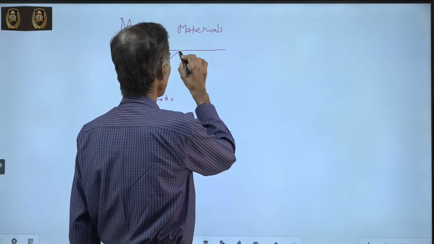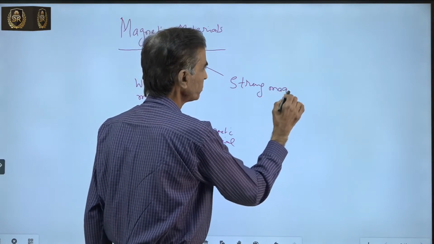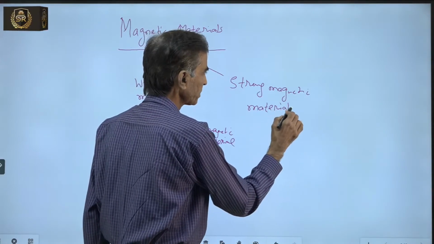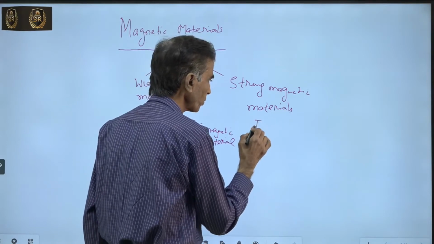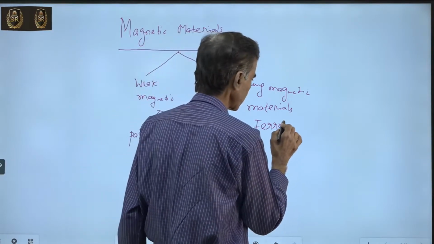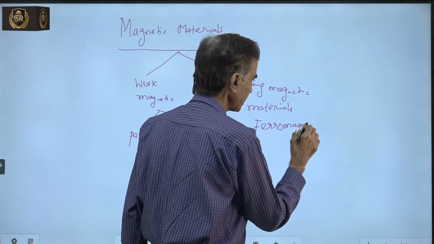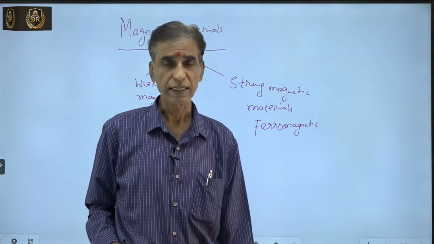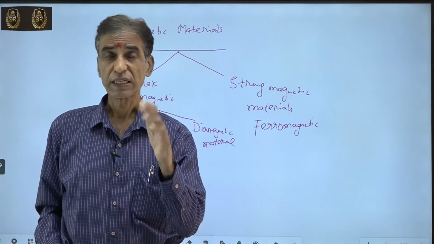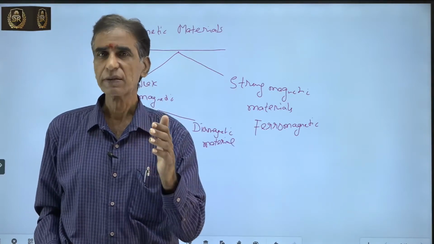And the second type is strong magnetic materials. These strong magnetic materials have been named ferromagnetic materials. Later on I will tell you what the important theory points are that are required for examinations, JEE Main or our MHT-CET.